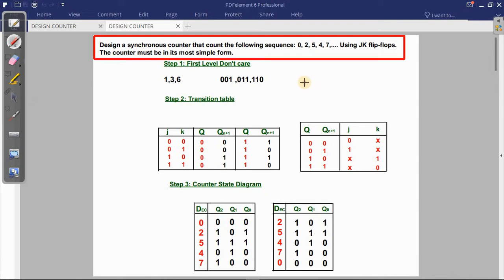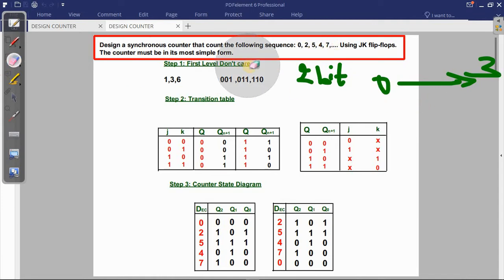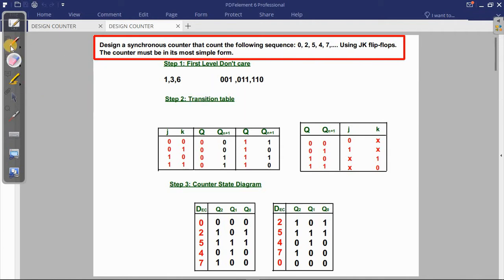Like last time, finding that is very easy. Let's see first if it's 2-bit. We know that for 2-bit, we count from 0 to 3. If I check my sequence that they give me, I already have numbers that are greater than 3. We got 2 here, so we got 5, 4 and 7. Those numbers are greater than 3, which means this is not 2-bit. So the idea of 2-bit is out already.